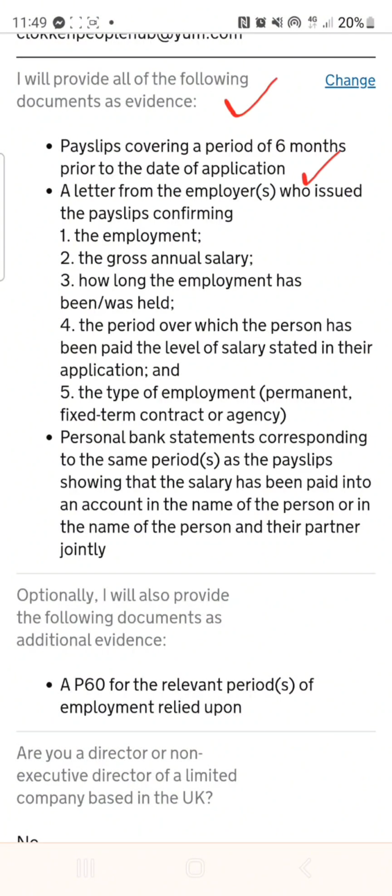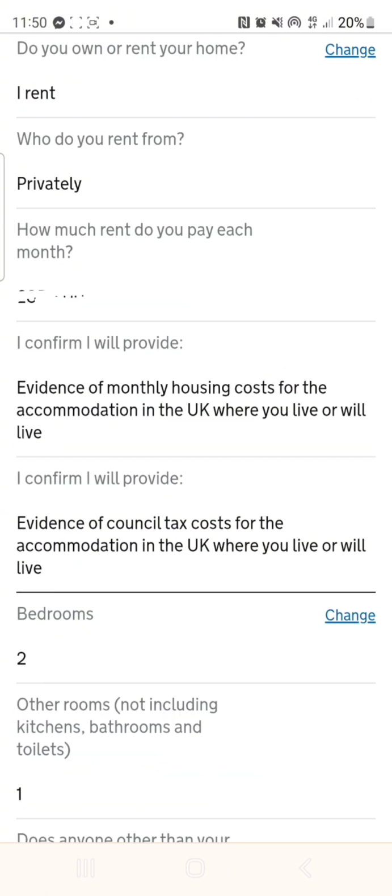and the details you need to provide in the letter: the employment, the gross annual salary, how long the employment was held, the period over which the person has been paid, level of salary stated in their application, the type of employment, permanent or fixed or temporary contract. Optionally, I'll provide the following documents. You can provide optional P60 for the relevant period.